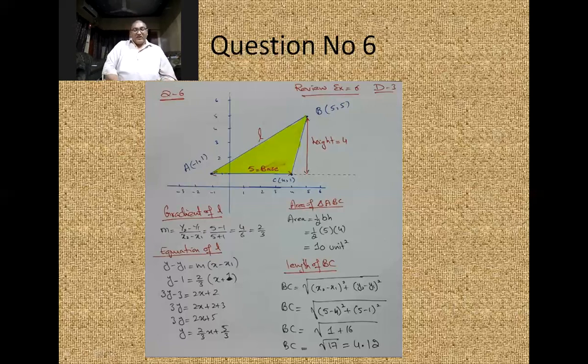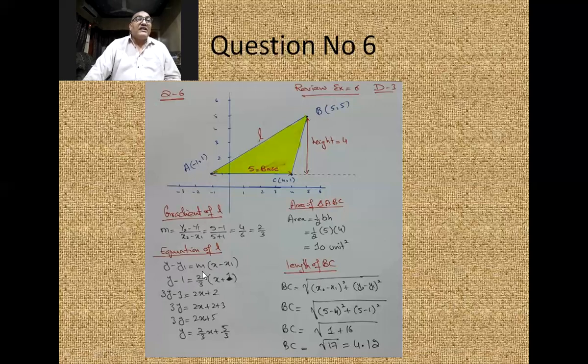So the gradient of the line L, which is passing through points A and B, is 2 by 3. Now we want to find the equation of the line L. You can very easily find this. You know its gradient, and you know one of the points through which it's passing. The equation is y minus y1 equals m bracket x minus x1 bracket close. So y1 will be 1, x1 will be minus 1, and the m value will be 2 by 3. So I have substituted those values here.